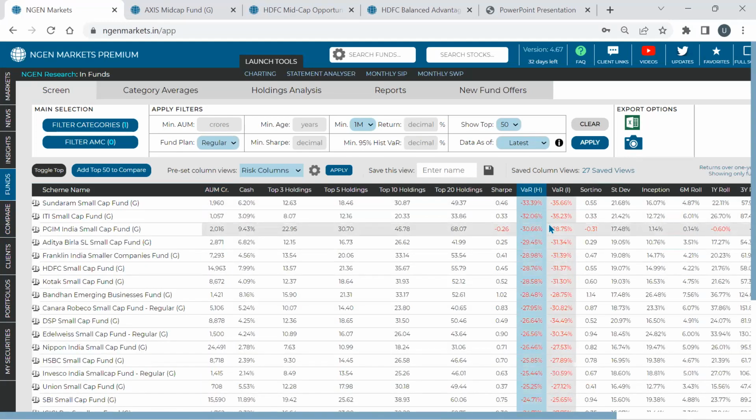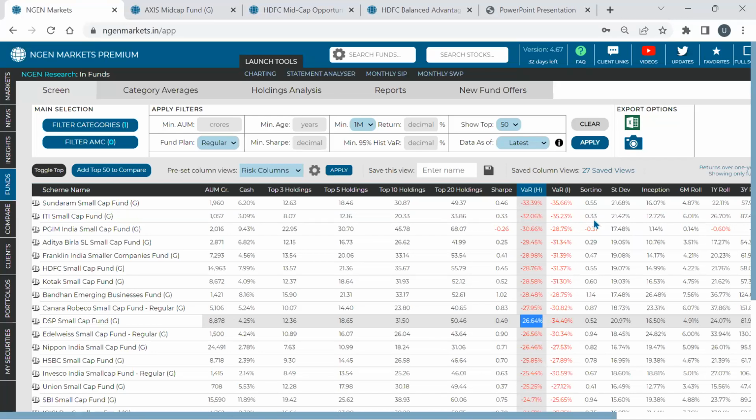So you can see that Sundaram ITI PGM is actually having the highest one, for the confidence interval of 95%. So there's a 5% chance to have certain losses here, which is negative 33. So comparing it with a DSP small cap, I would be more conservative than considering a Sundaram small cap. So that's how you can take a look at VAR itself.